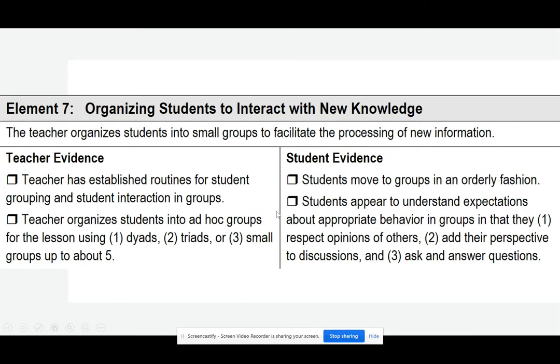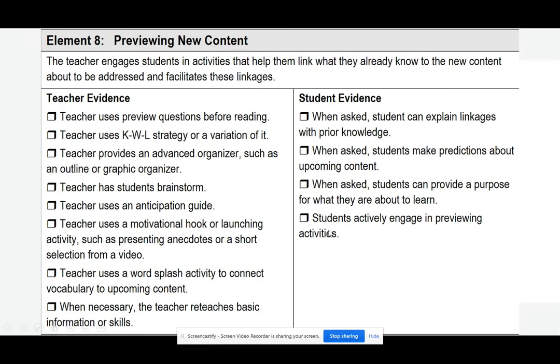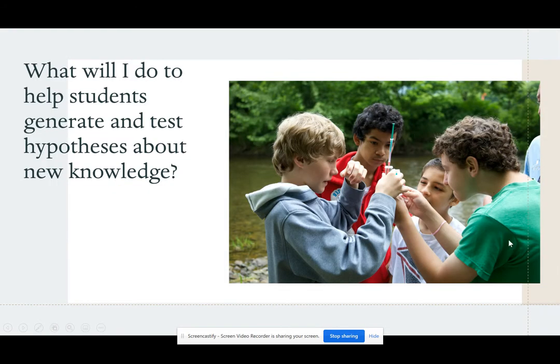For organizing, teachers should have established routines, and students should be familiar with groups and understand the expectations of behavior in those groups. Teachers can preview new content using a KWL strategy, a graphic organizer, anticipation guide, or motivational hook. And students should be able to explain connections with their prior knowledge and make predictions about upcoming content.